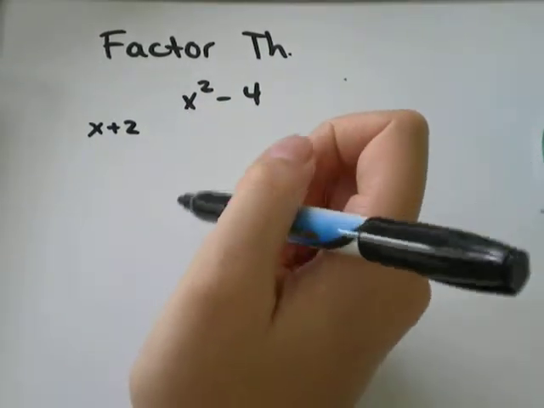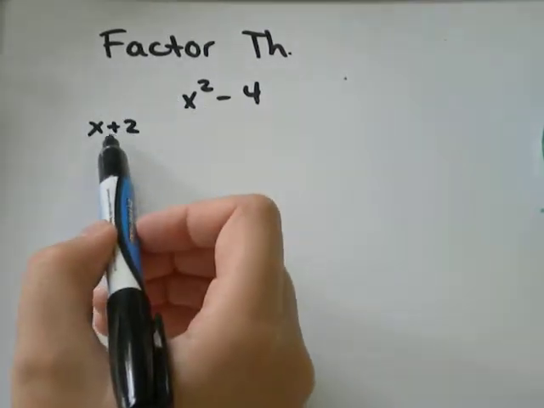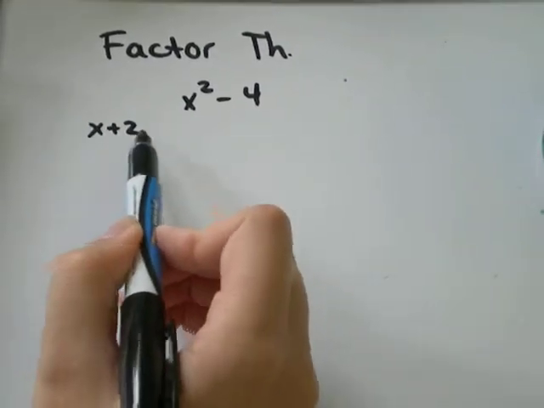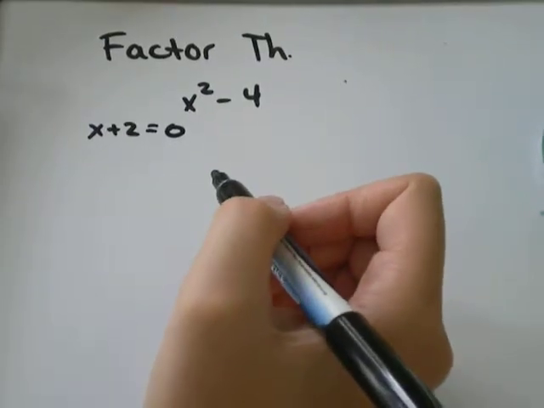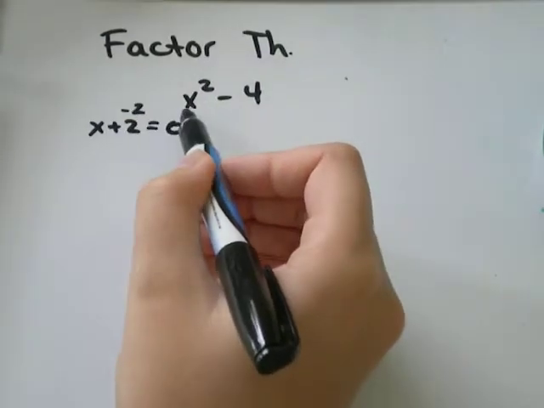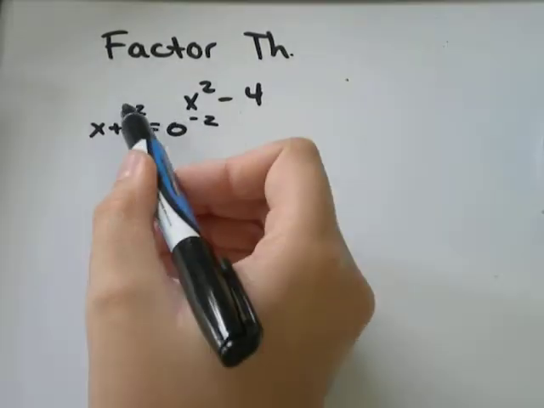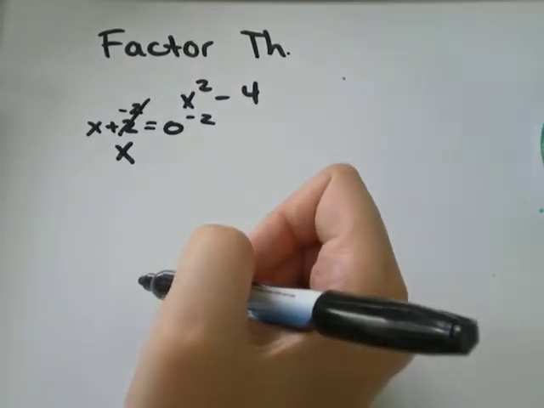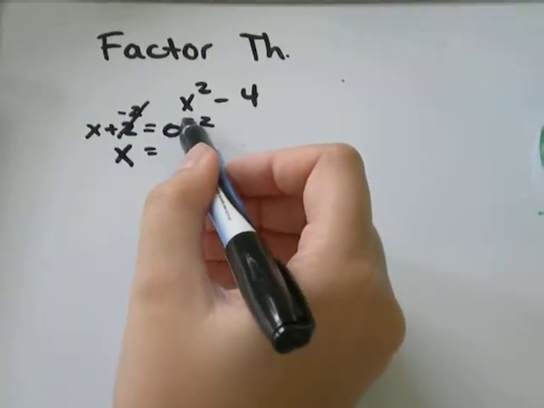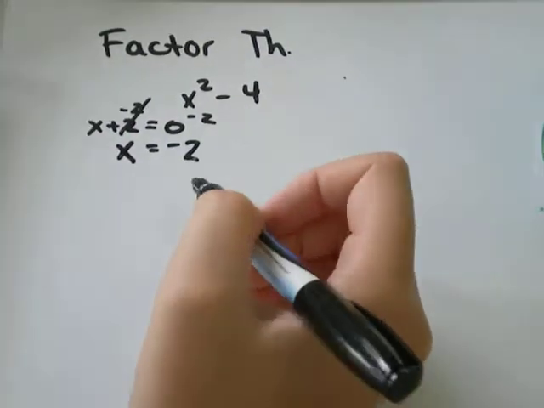Well, the factor theorem tells us that if we set what we think might be a factor equal to 0 and then solve for the variable, to solve for the x, I'll just subtract 2 from both sides because negative 2 plus 2 is equal to 0, and x plus 0 is the same as just x. 0 minus 2 is negative 2.